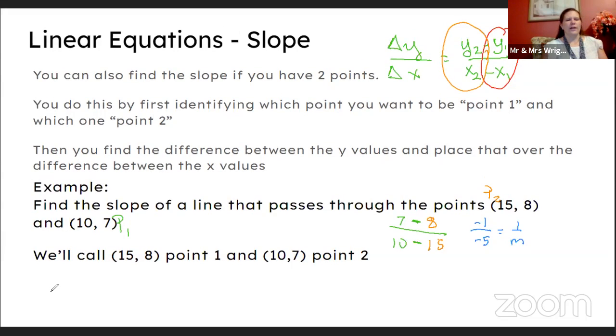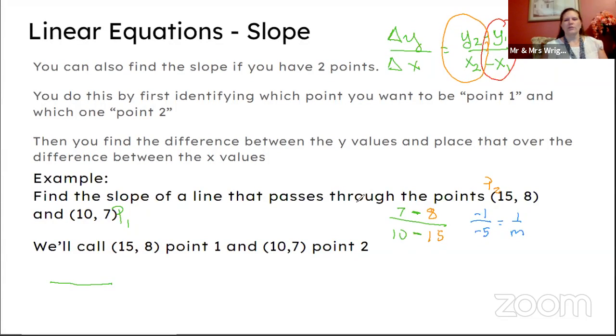So if we do that, we know that point 2 comes first and the y is on top, 8, and I'm going to erase this because I want to keep my colors the same. 8 on top, 15 on the bottom. And I know I'm going to have minuses there afterwards. So point 1 here, 7 is going to go on top and 10 is going to go on the bottom. So 8 minus 7 is 1 and 15 minus 10 is 5. So m equals 1/5.